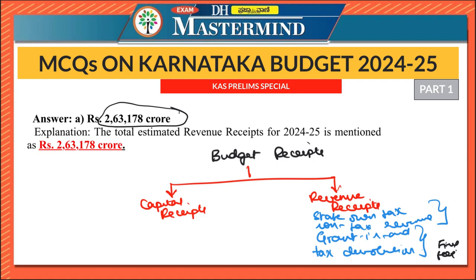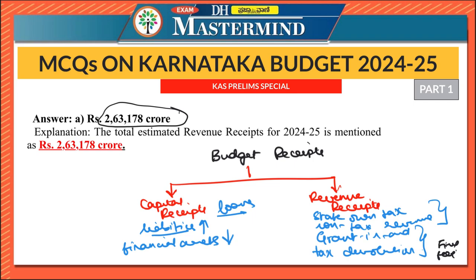So now let us look at what are capital receipts. Capital receipts are the receipts that either increase the liability, so there will be an increase in the liabilities, or there will be a decrease in the financial assets. So these are nothing but capital receipts. For example, when a government obtains loans, then the liability of the government increases. Therefore, loan comes under capital receipts.